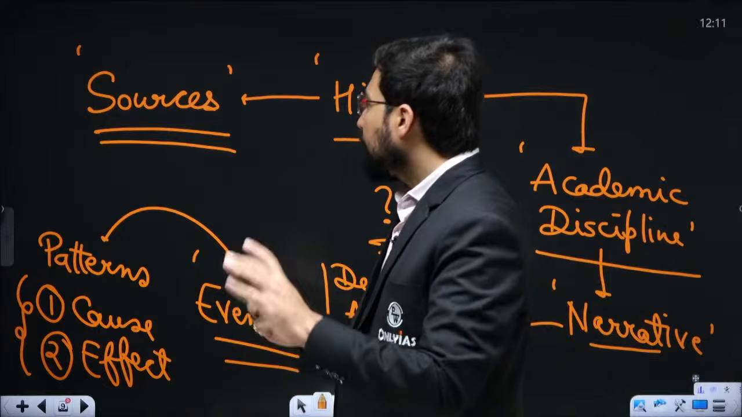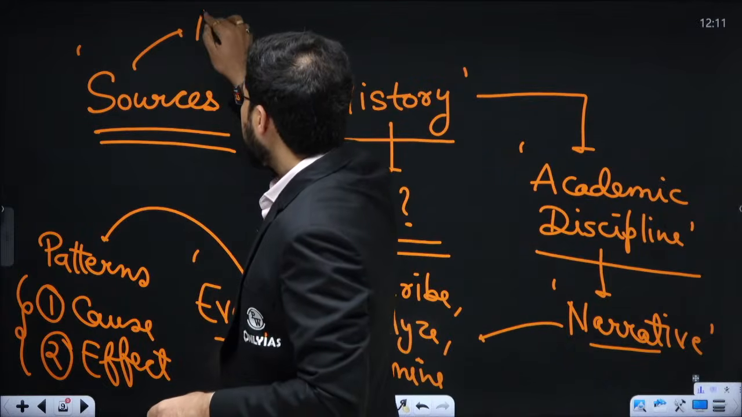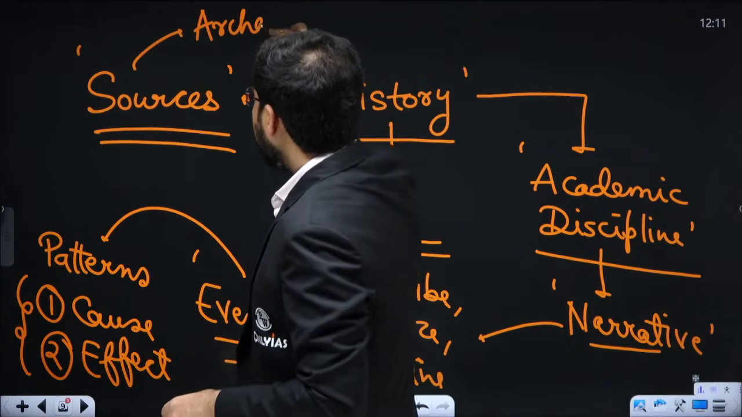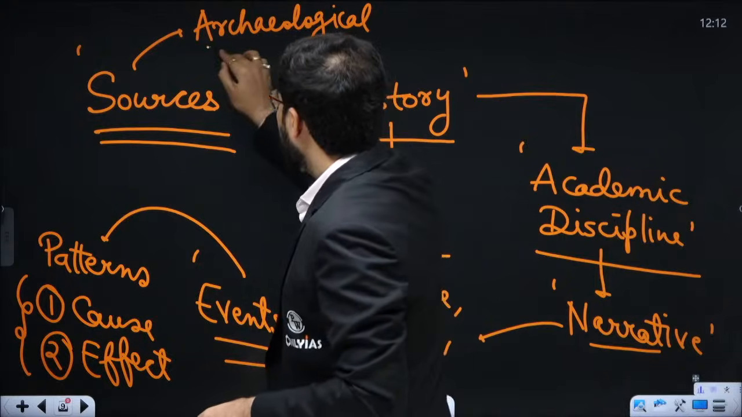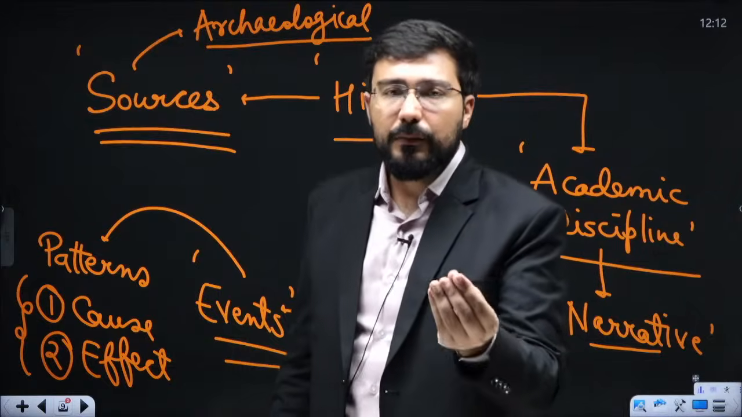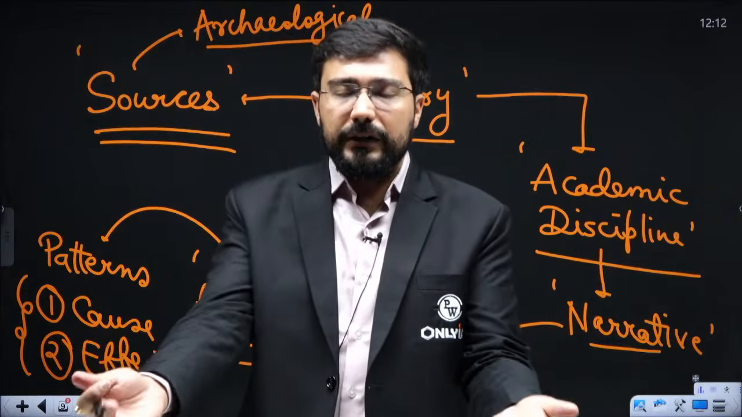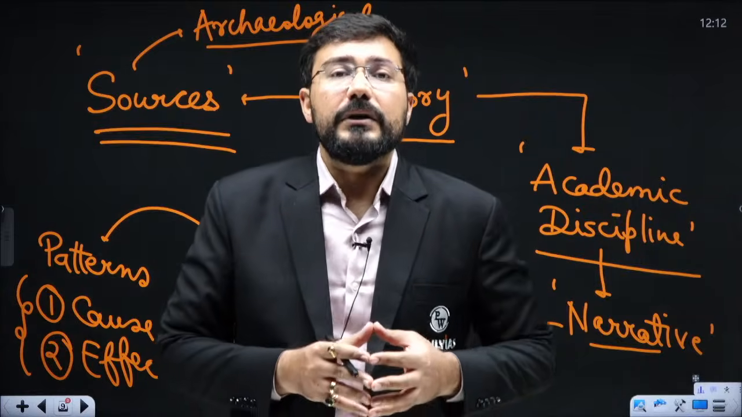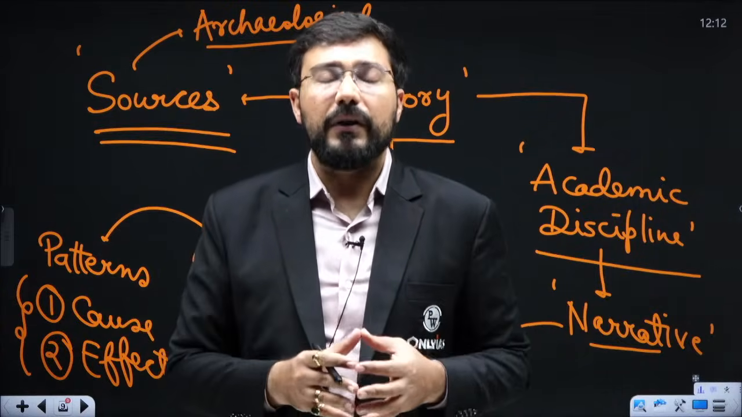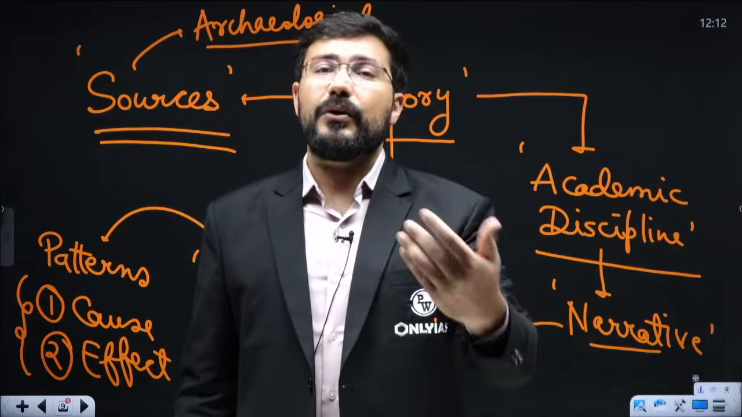There are two types of sources that we have. One is archaeological. Like suppose if somebody talks about Harappan civilization, and in Harappan civilization we have some cities like Harappa, Mohenjo-daro, and we do find that these people have created cities, and it is purely visible from the cities or from the infrastructure that they have left behind. So that is an archaeological source.